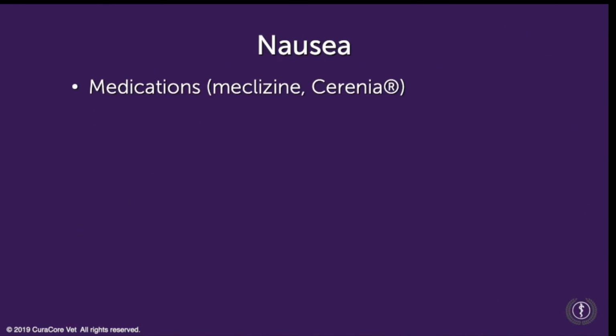Often there are medications like meclizine and Cerenia that are used for that. But I do want to note, if meclizine is given, that is a vestibular suppressant. So we want to limit the amount of time that the dog is using the meclizine because the vestibular system can't retrain itself and habituate as easily if they're on meclizine. So short bouts of meclizine use are okay, but long-term use can slow down the recovery process.